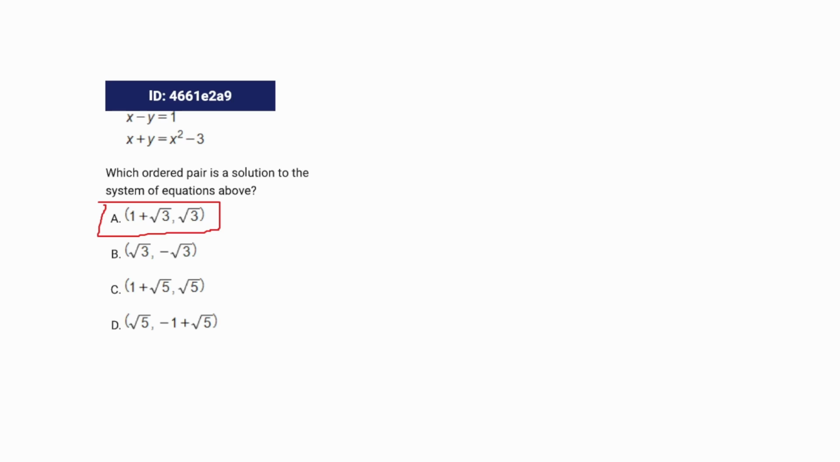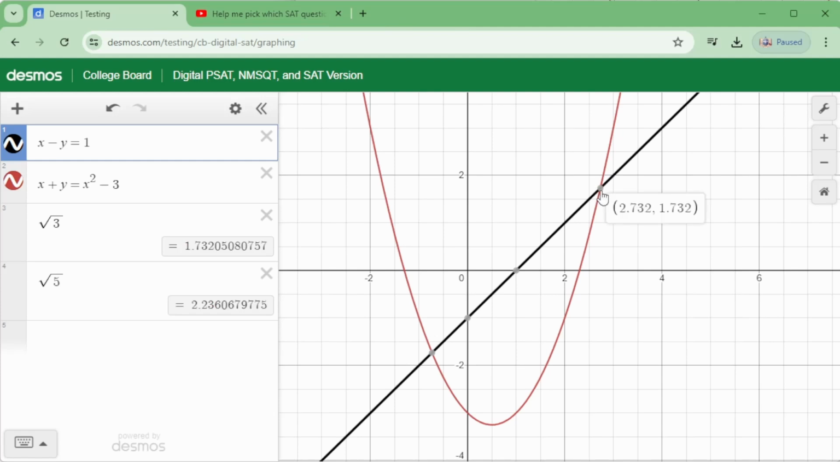So I just showed you one way to take this 2.732, 1.732 ordered pair and figure out which answer choice that's equivalent to. If that didn't feel comfortable or intuitive to you, there's a couple other ways that we can approach this. One way is that we can actually just graph each of those ordered pairs and see which one lines up with one of the solutions to this system of equations. So I'll go ahead and type those out.